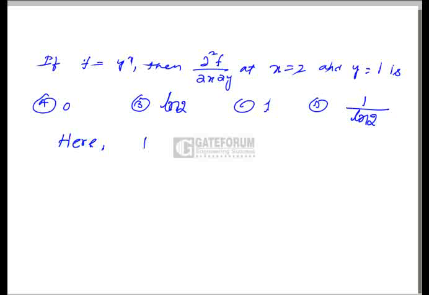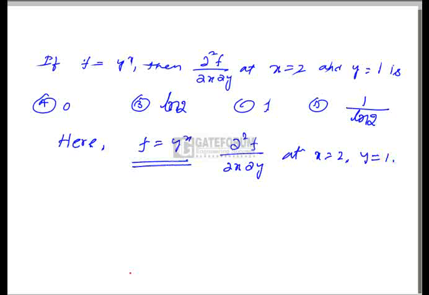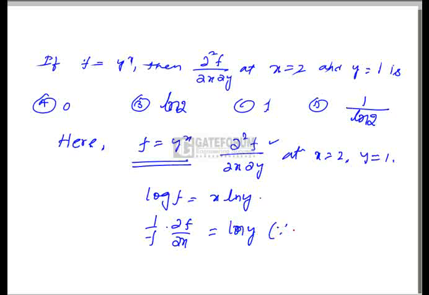The given function is f is equal to y power x, and we have to find dou square f by dou x dou y at x is equal to 2 and y is equal to 1. Now apply logarithm on both sides to the given function, that is log f is equal to x ln y. Now in order to find this dou square f by dou x dou y, first we'll find dou f by dou x, that is 1 by f into dou f by dou x, which will give you ln y, since we are differentiating with respect to x. So d by dx of x is nothing but 1. Now which can be written as dou f by dou x is equal to f ln y.